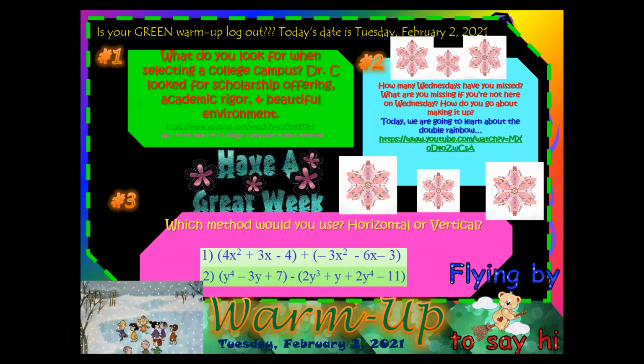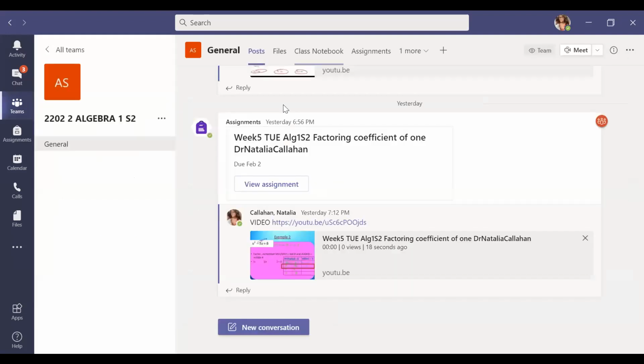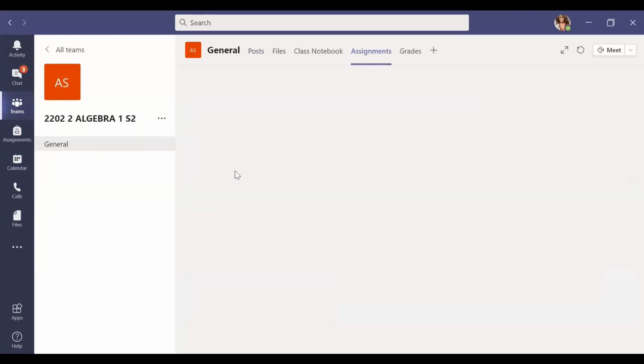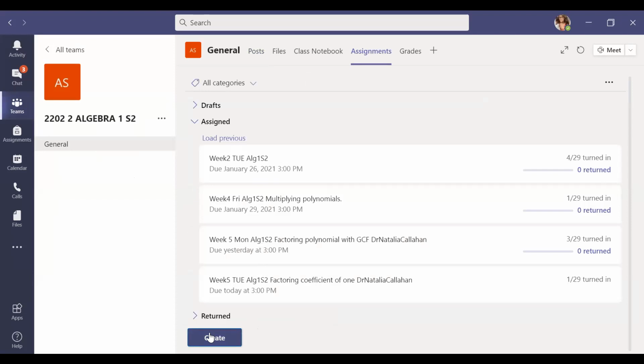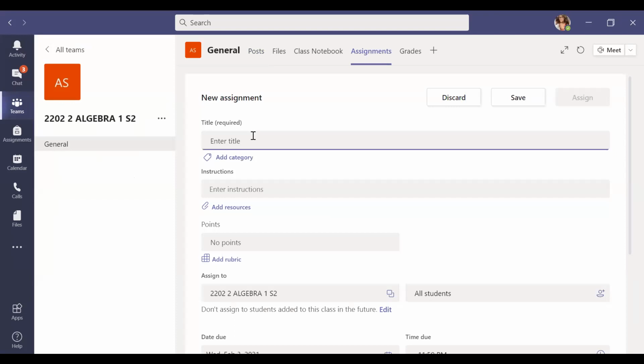All right, let's go ahead and add your assignment for today. So we're going to go over to your MS Team and go to Algebra 1. Let's add the assignment for today. So we're going to go ahead and create that assignment. Today it is week 5, Wednesday, Algebra 1, semester 2, and we're going to talk about FOIL and multiplying polynomials.